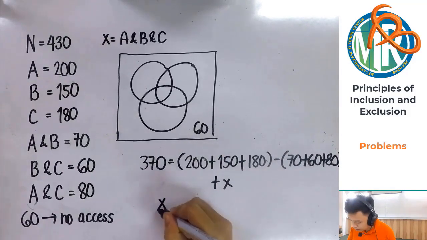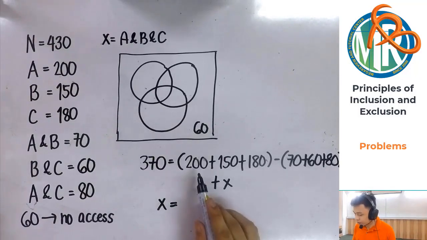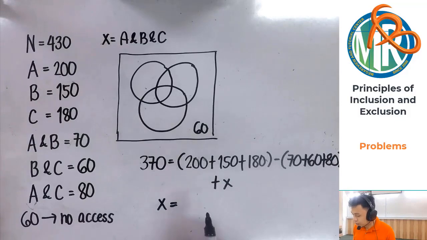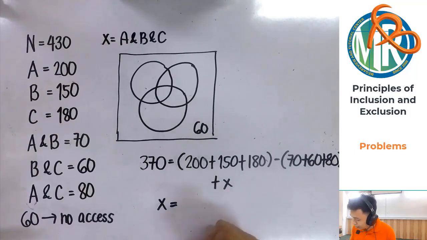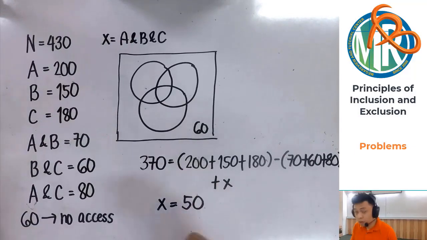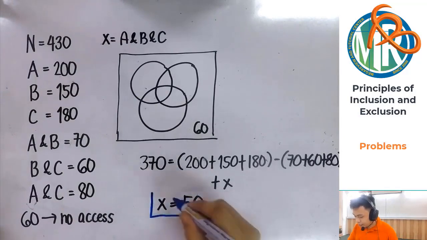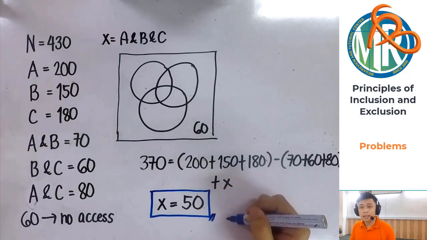So, galing dito sa equation na to, guys, we can solve actually the value of x, no? So, this will be 200 plus 150 plus 180 minus 70 plus 60 plus 80. So, pag kinuha natin yan, guys, ang makuha natin actually dito na value ng x will be equal to 50 din.